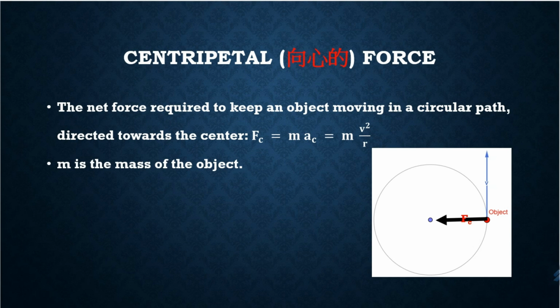According to Newton's second law, the net force is equal to ma. Since the acceleration is centripetal, the centripetal force can be expressed by F_c equals m a_c. Substituting the formula for centripetal acceleration, we get centripetal force F_c equals m v squared over r, where m is the mass of the object, v is the tangential speed, and r is the radius of the circle.